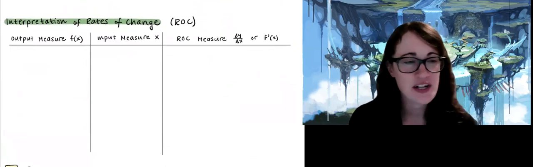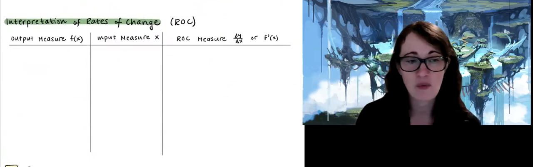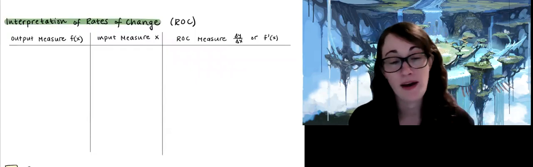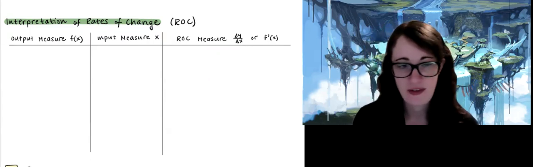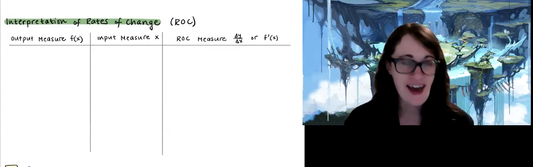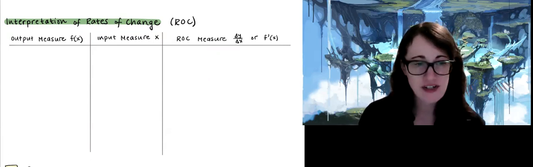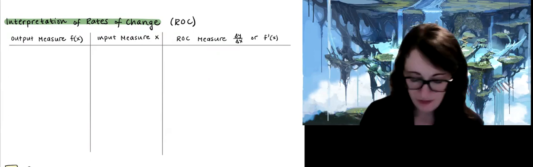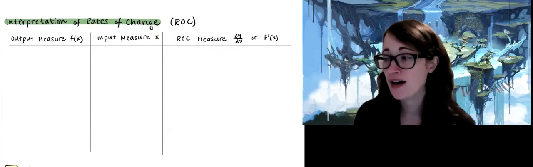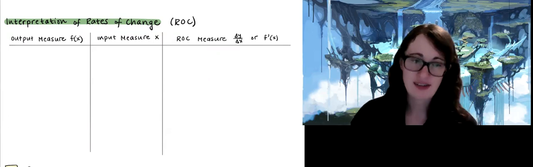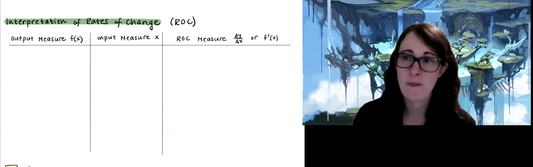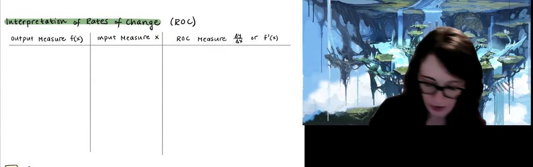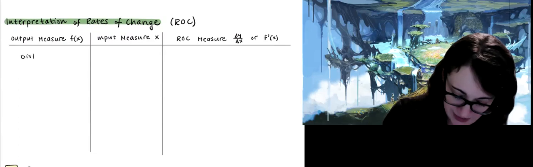Okay, so interpretation of rates of change depends on what your function measures as its output and what the input measures. For example, if we have a function that measures distance over time. If you have a function that tells you how far from the ground something you've tossed up has gone a certain number of seconds after you've tossed it, that's an example of where your output measure would be distance.